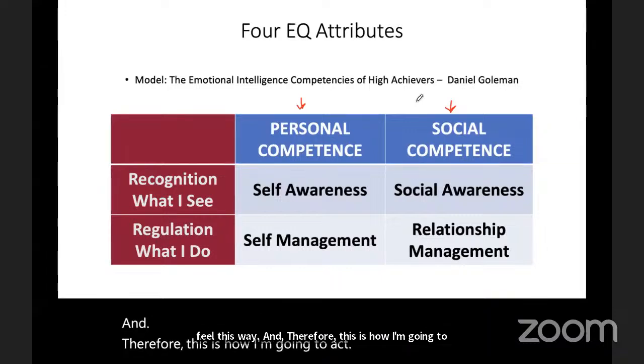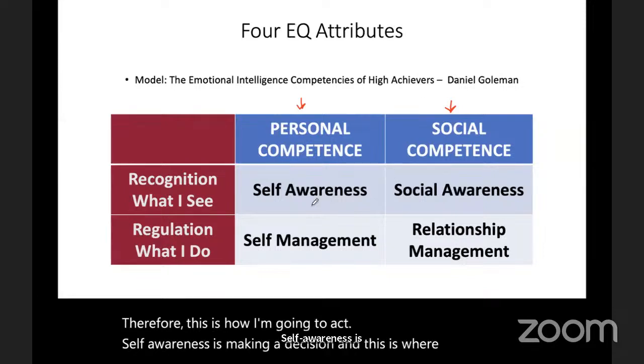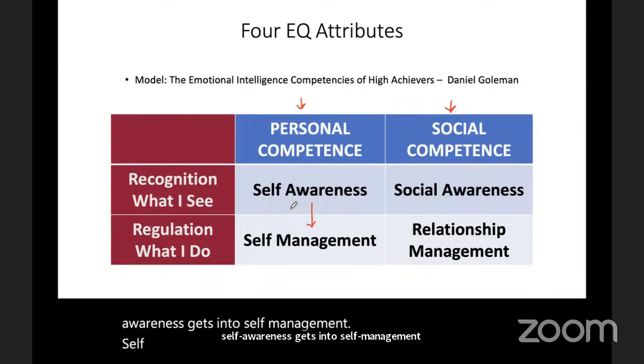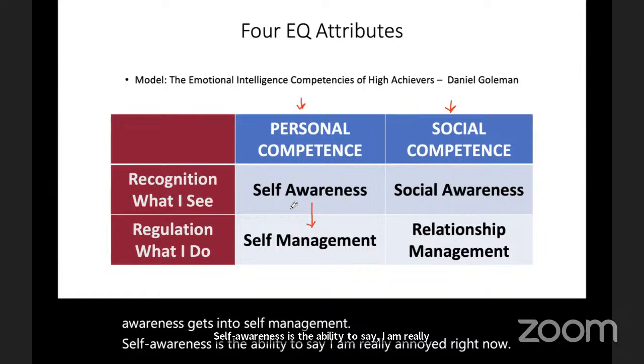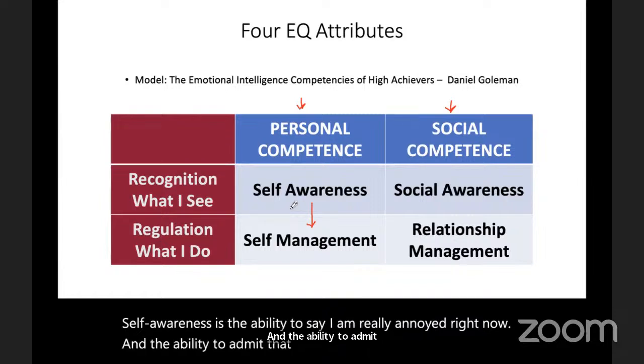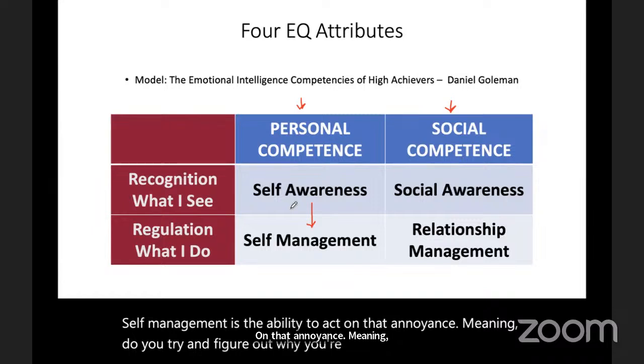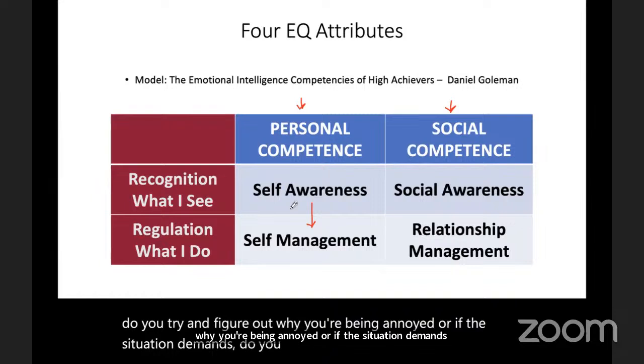Self-awareness is making the decision, and this is where self-awareness gets into self-management. Self-awareness is the ability to say, I am really annoyed right now, and the ability to admit that maybe you really don't know why. Self-management is the ability to act on that annoyance, meaning do you try and figure out why you're being annoyed? Or if the situation demands, do you behave counter to that annoyance?